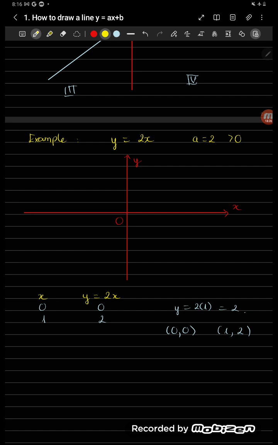Let's plot the point. x equal to 1 is here, and then y equal to 2 is here, and this is the second point. Now we only need to connect the origin point and the point we just marked here. So just connect them.